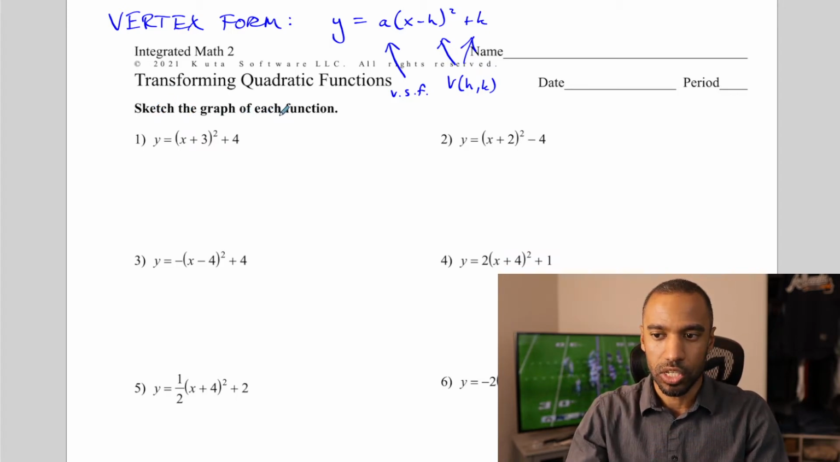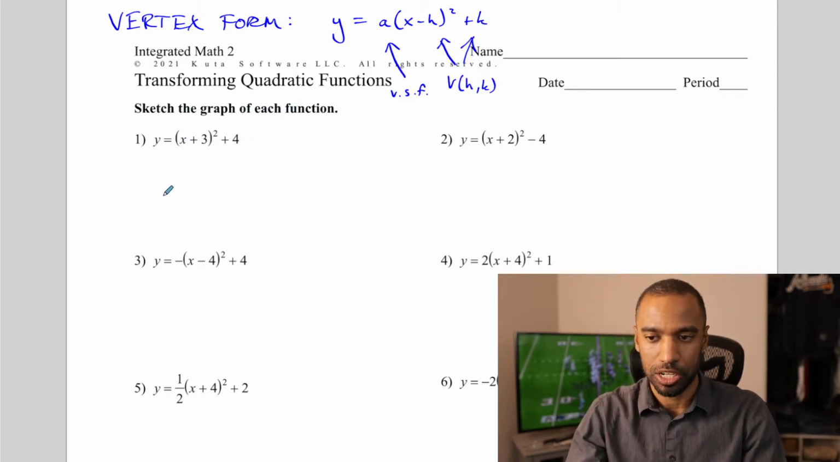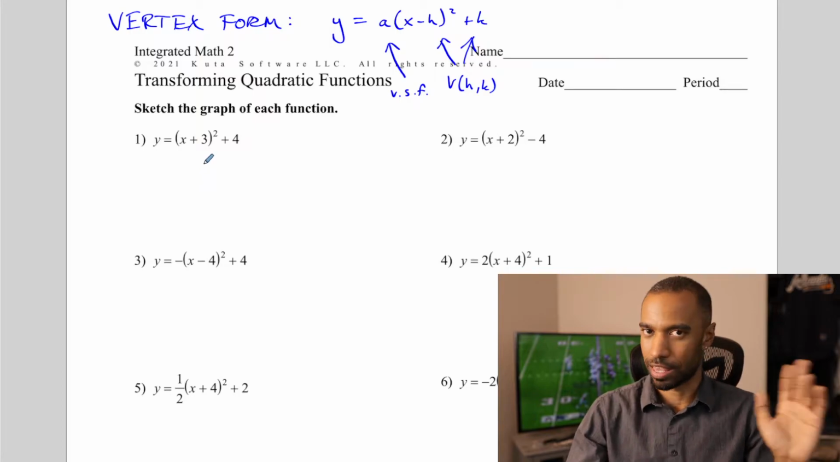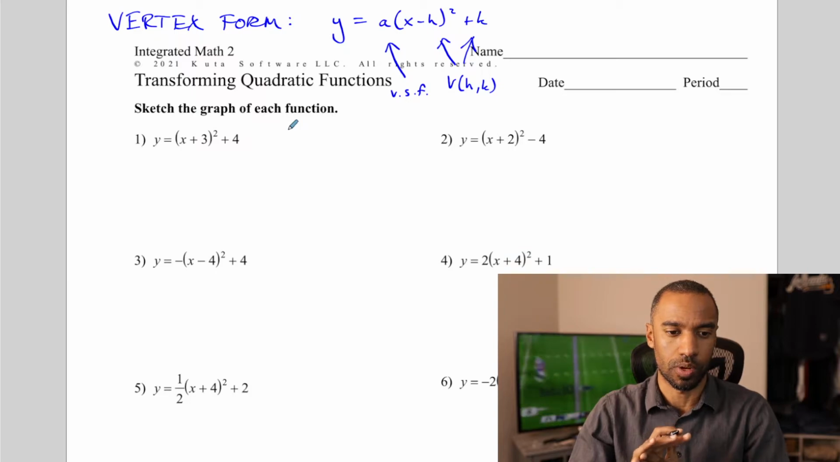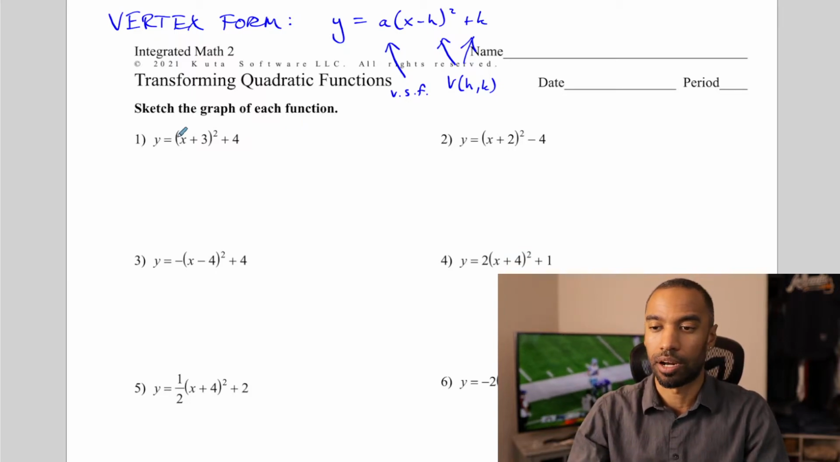So here we go. Sketch the graph of each function. Now I'm just going to pull out information from here and do what I need to do. And then from there, I'll just go ahead and draw the graph. I'll even draw you axes of symmetry if you need those as well. I've got to remember to do that, but I'll go ahead and try.